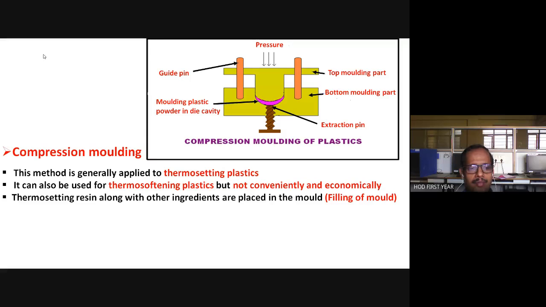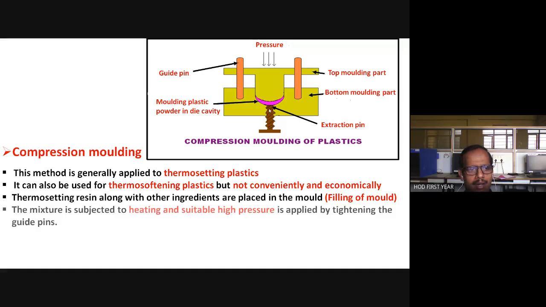Now, as we have decided, the way of writing the answer. First step is what? Filling up of a mold. So what should you write? Thermosetting resin along with other ingredients are placed in the mold. The filling up of the mold means first plastic ingredients are placed in the mold over here. The mixture is subjected to heating and suitable high pressure is applied by tightening the guide pins. So first, the plastic ingredients are placed in the cavity, that is the filling of the mold.